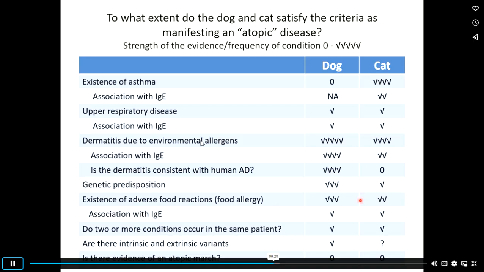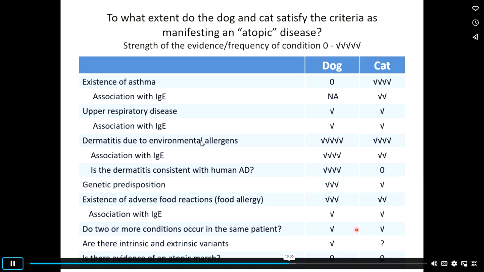Is there existence of adverse food reactions in the species? Certainly in the dog and certainly in the cat, although perhaps less common than in the dog. And quite controversial is the association with IgE antibody. But there is certainly evidence in both the dog and the cat of association with that antibody, although looking for that antibody is of no value from the diagnostic point of view.